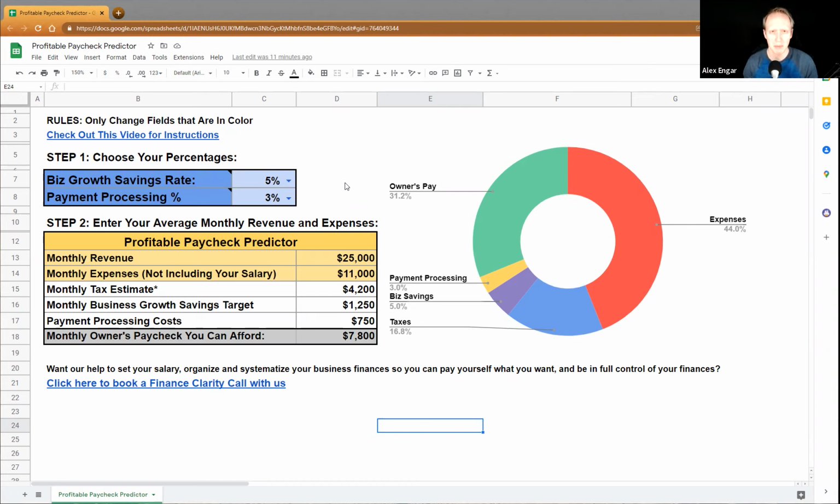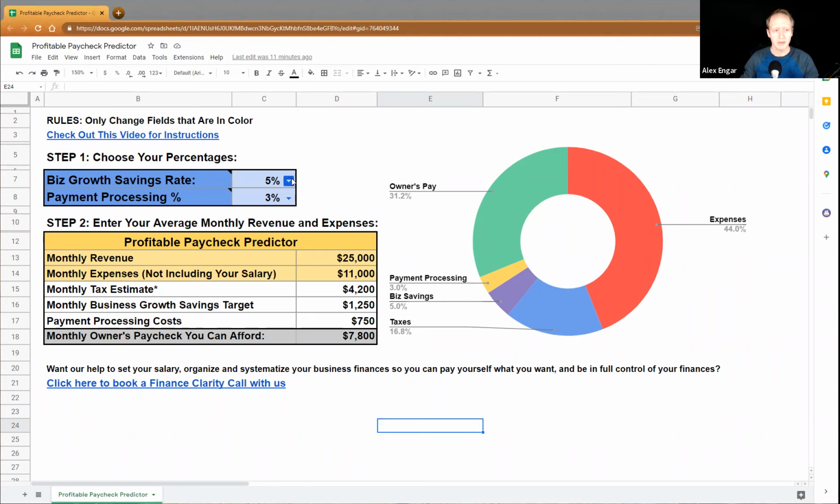And the last one is payment processing. A lot of people try to lump this into expenses. I just think it's hard to do because what if your income goes way up or drops down? I like to look at it as a percentage of sales. Okay. So let's dive into this calculator real quick and look at what can we predict for your salary.